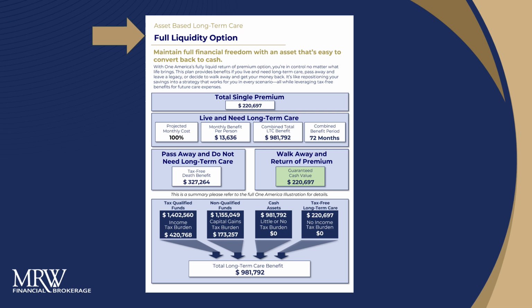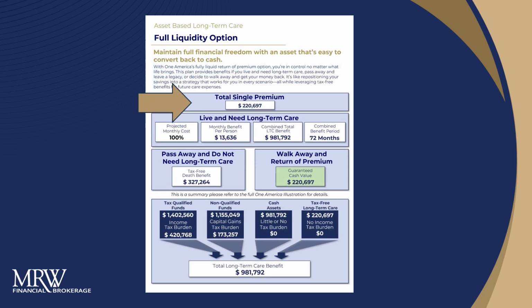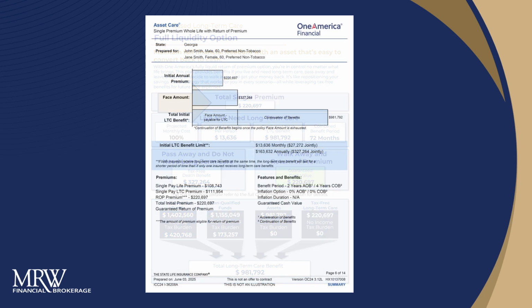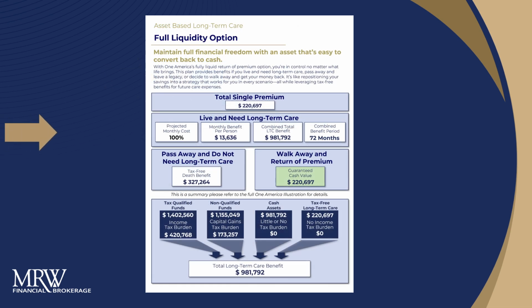It is sold with the return of premium rider. And this is an example of the illustration here, and the illustration is included for you, but it's their asset care with return of premium. And the premium that goes in of $220,697, and when you go back to the illustration, you can see that premium of $220,697. And for that $220,697, we are covering 100% of the projected monthly amount.